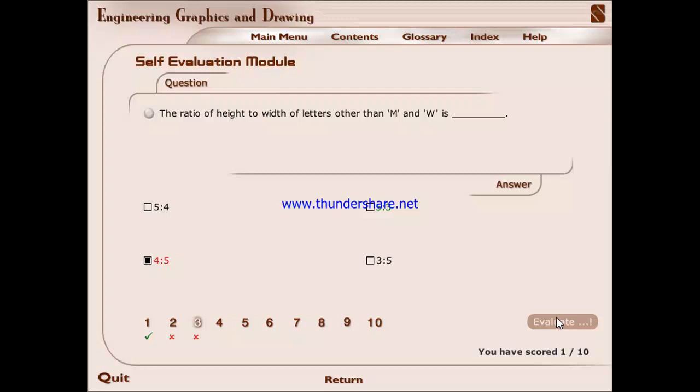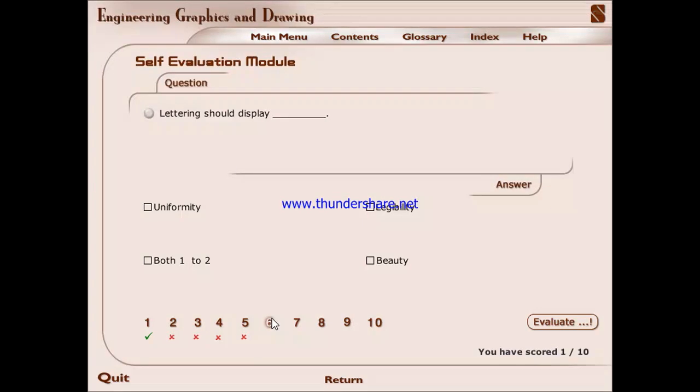No. This is 5:3, not 4:3. And next, the ratio of an arrow is 3:1. 1:3? No, it's 3:1, correct. And next, A0 drawing sheet is dash times the size of A4 drawing sheet. No, this is 16 times.